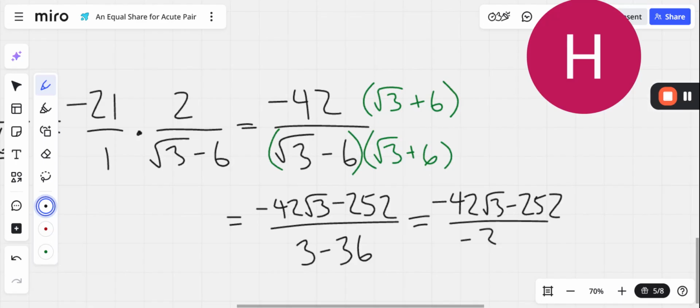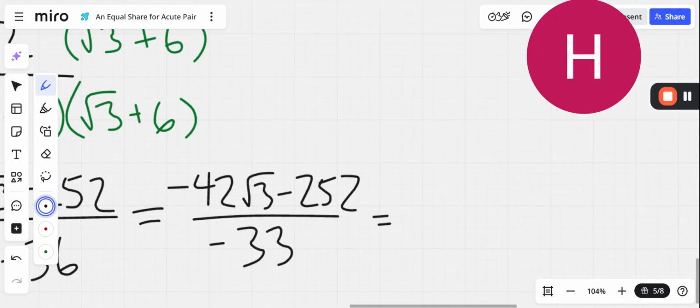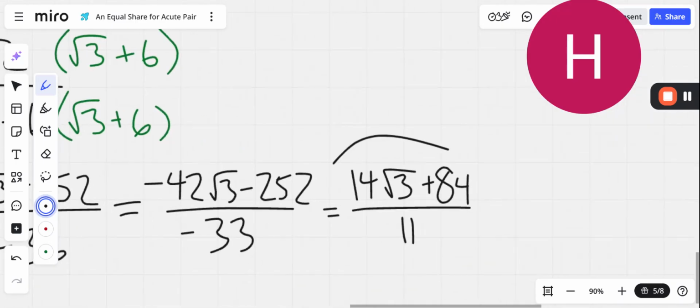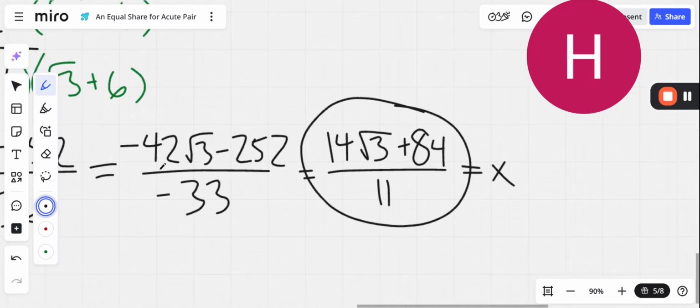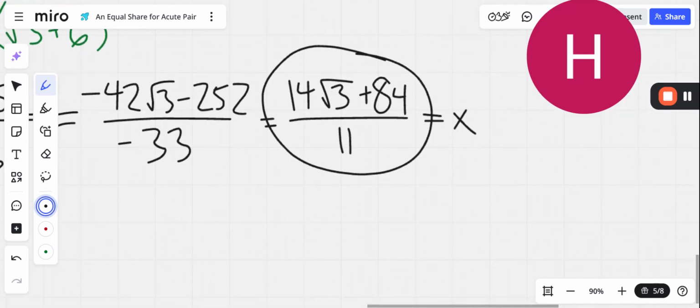Let's get rid of the negatives, shall we? And let's also divide everything by 3. If we do that, we're going to divide everything by negative 3, that is. So we end up with 14 rad 3 plus 84 all over 11. This is our value for x that's going to produce a maximum area. Now, what exactly is this value? It's pretty hard to tell. I mean, you can approximate it. If you want to get this into a calculator, you can.